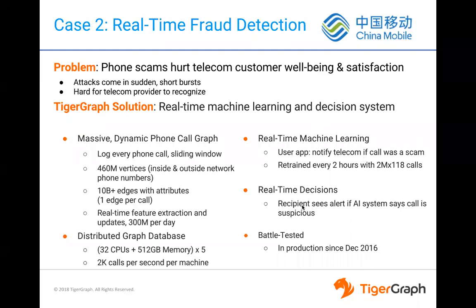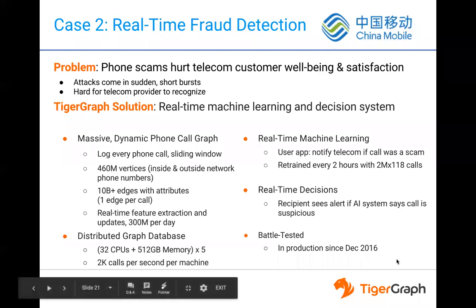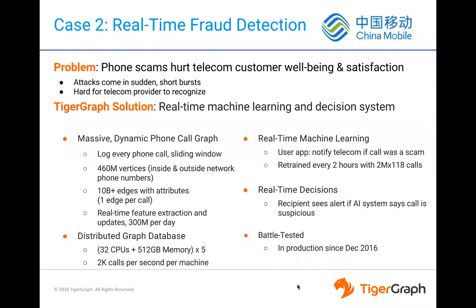Second, you need to deploy real-time decision making. So whenever a call comes in, they apply the model to the call, and they're able to alert the recipient if the caller fits the pattern of a phone scammer. And so this system has been in production for over a year now.